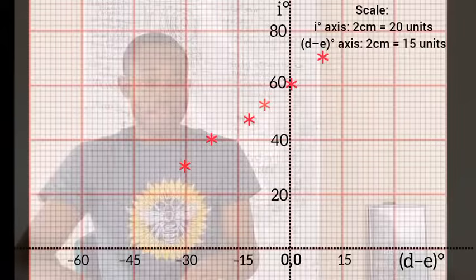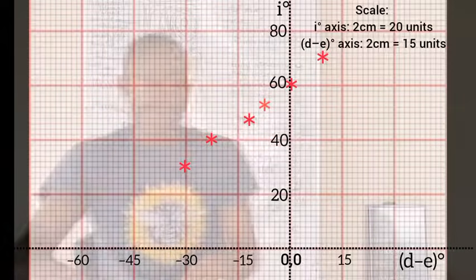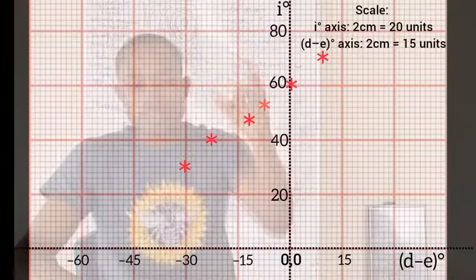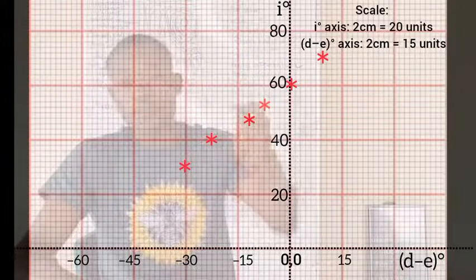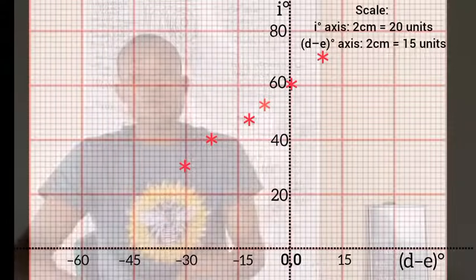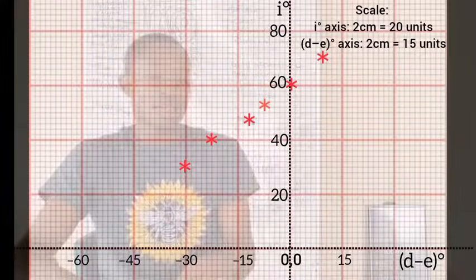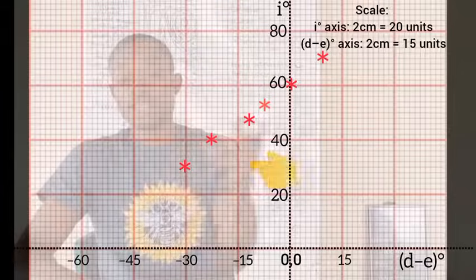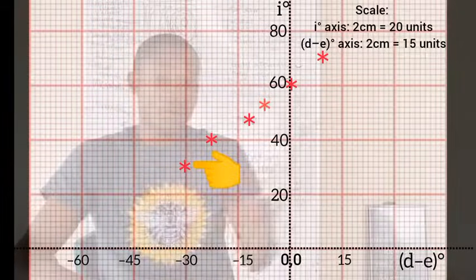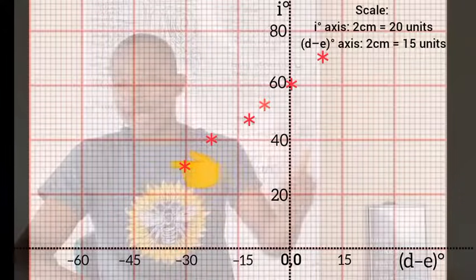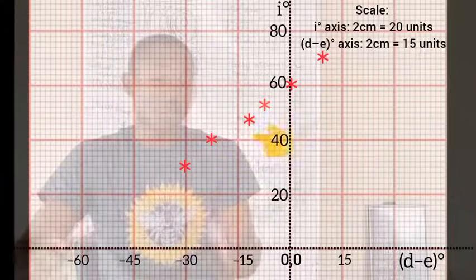Alright, there are 6 of them. Please, I did not just locate the point anyhow. From that table of values you saw, for a particular value of incidence angle, you have a particular value of D minus E. In fact, when the incidence angle was 30 degrees, D minus E was minus 30 degrees. So you see where it is located on the negative axis of the horizontal. Okay? Then in that order, when I was 40 degrees, D minus E was minus 20.